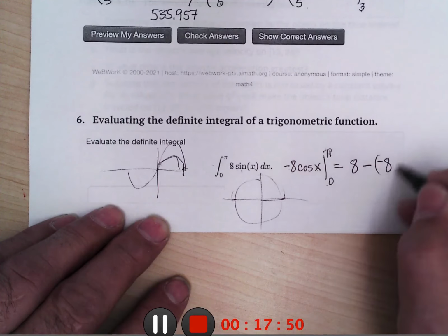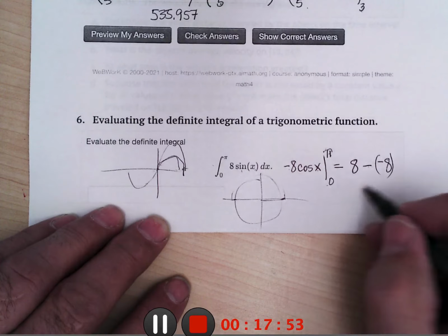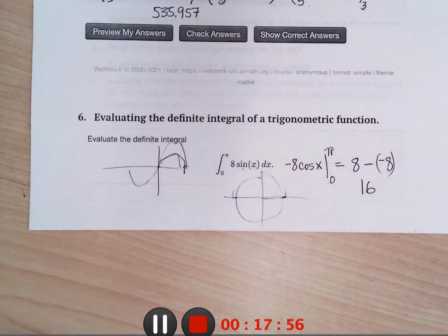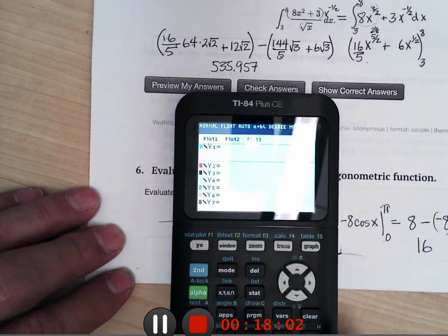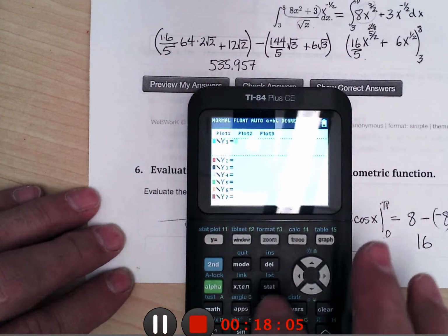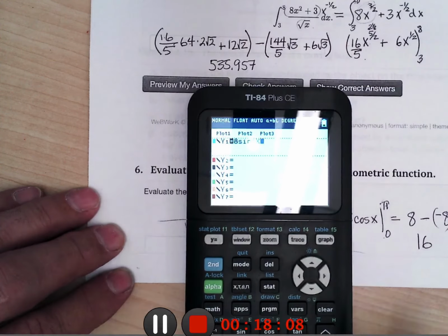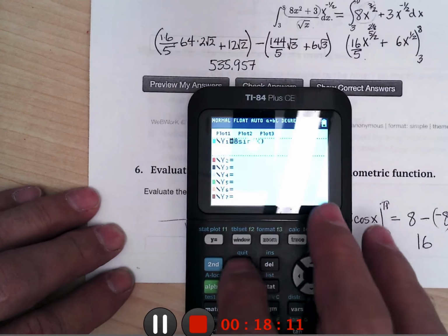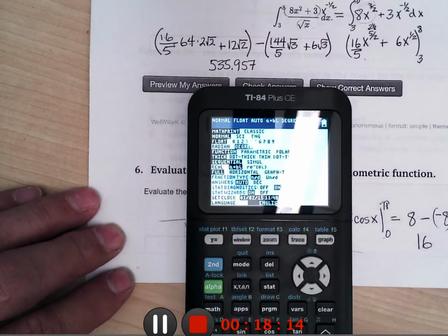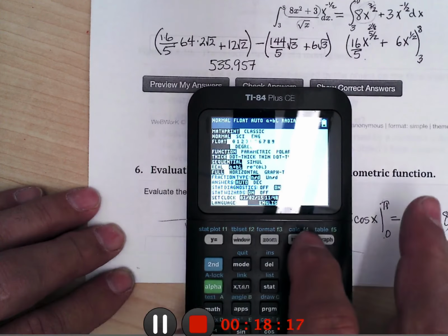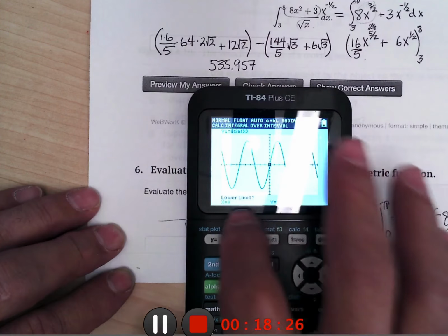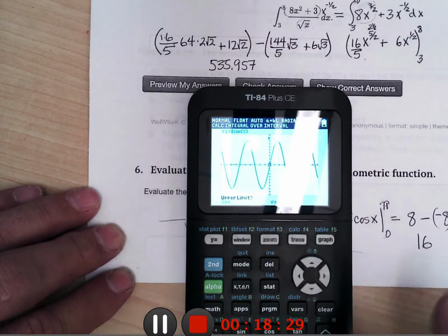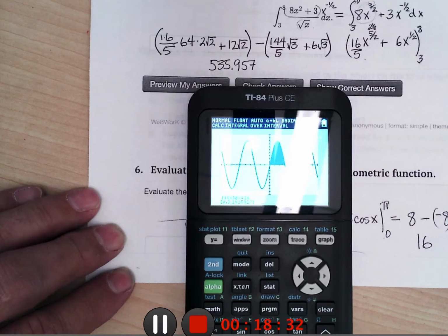So 8 minus a -8 is 16. So let's check that. So clear and put in 8 sine x. And I want to make sure I'm doing this in radians for calculus. Second, calculate 7. The area from the lower limit is 0 and the upper limit is pi. And it says that area is 16.